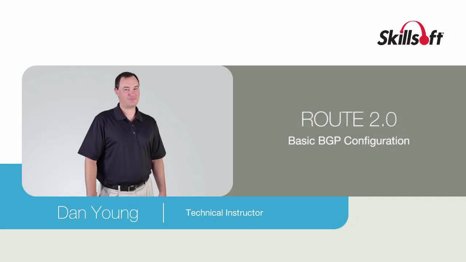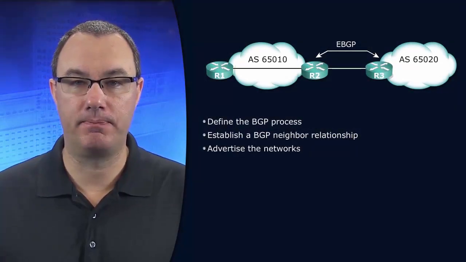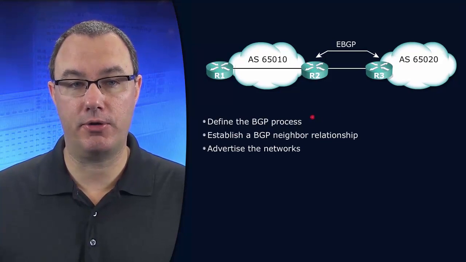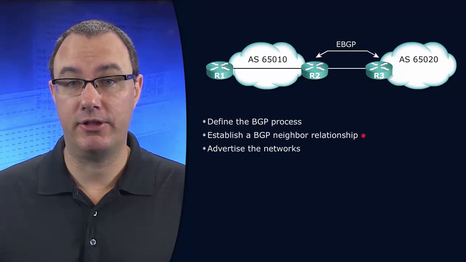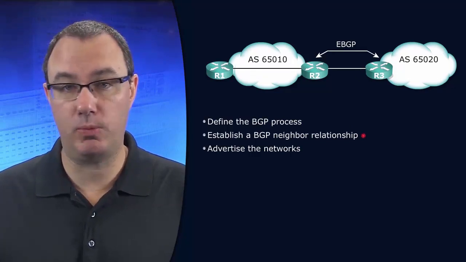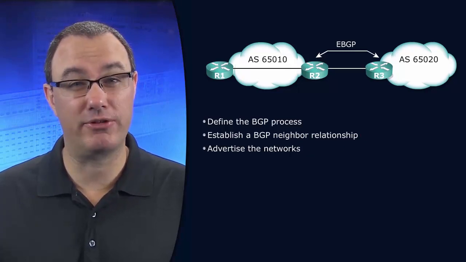What does it take to configure the fundamental elements of Border Gateway Protocol? We must go into router configuration mode and define the BGP process, set up our unicast neighbor peers, iBGP peers, eBGP, whatever is needed, and then advertise the networks if you have networks to advertise.